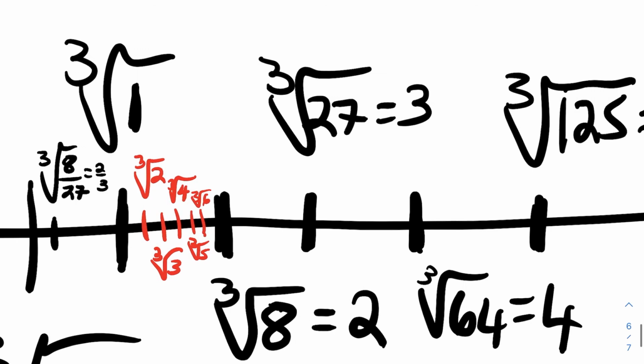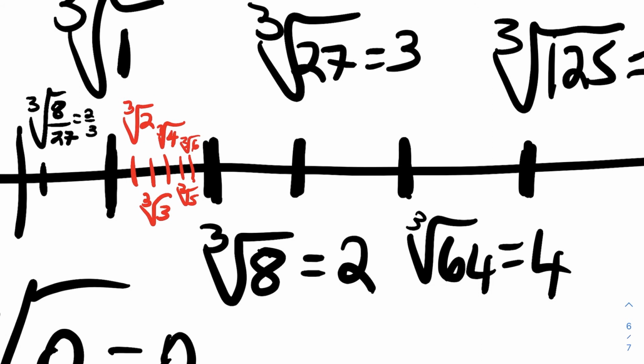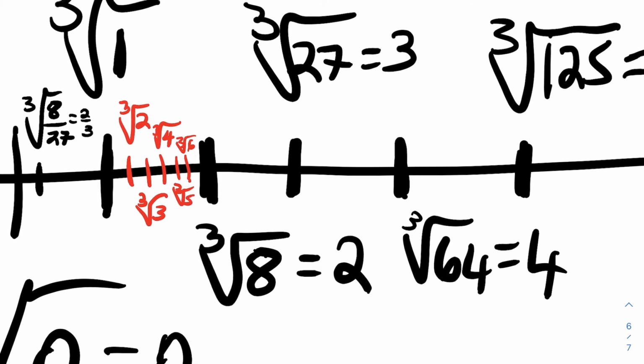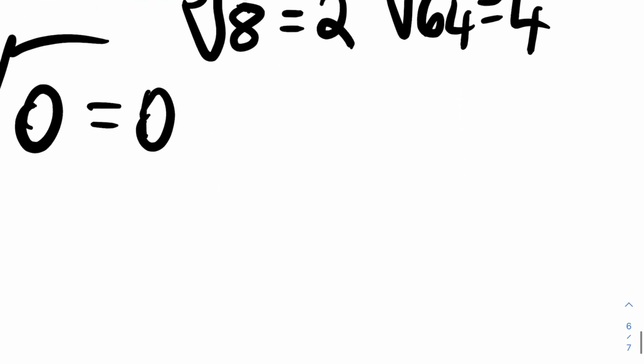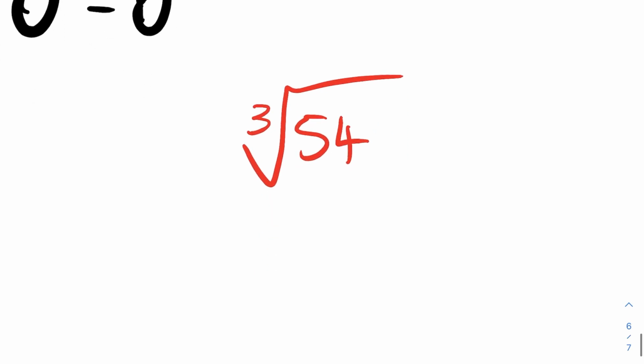All right, so let's take a look at a specific irrational number and see if we can break it down into a rational factor times an irrational factor. The cube root of 64 is 4, and the cube root of 27 is 3. What about the cube root of 54? Let's see if we can break that down. Well, there are many ways we can factor 54.